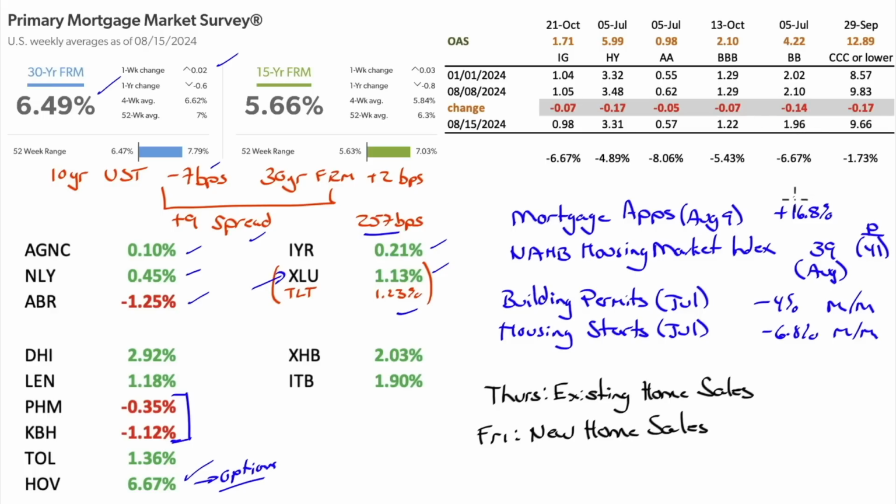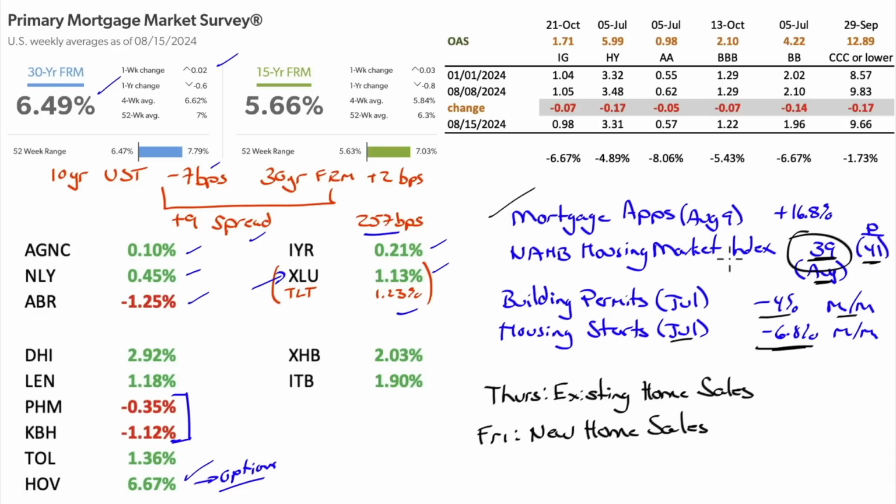This is huge. Mortgage applications for August 9th. Remember last week we were at 6.47%. Look at that. Up 16.8% on mortgage applications. That's a big jump. The housing market index, which I've already shown you, came in at 39. Previous was 41. This is for August. Building permits for July down 4% month over month. Housing starts, this is a big number for July, down 6.8% month over month. Both building permits and housing starts down.